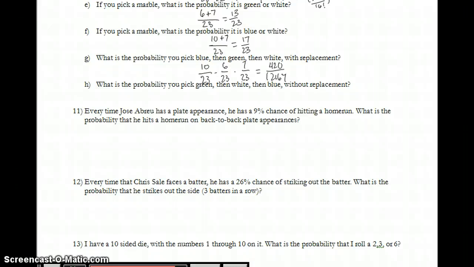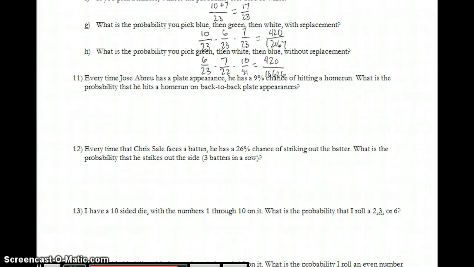What is the probability you pick green, then white, then blue without replacement? Without replacement, we have green, 6 out of 23, then white, 7 out of 22, then blue, 10 out of 21. We get, again, 420 out of 23 times 22 times 21 is 10,626.